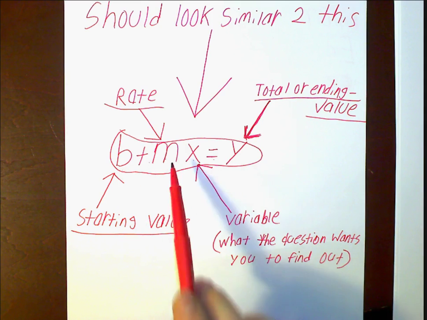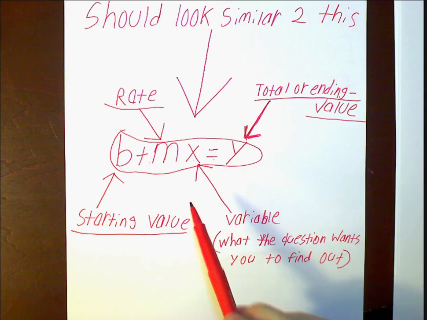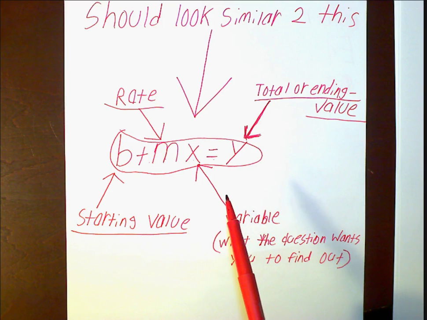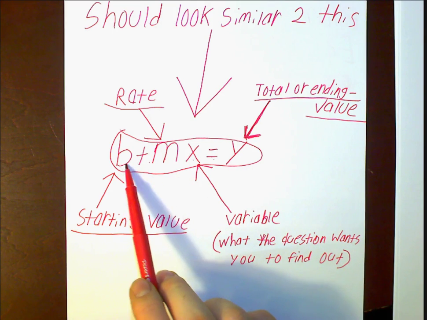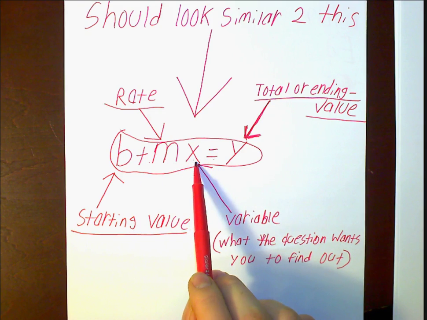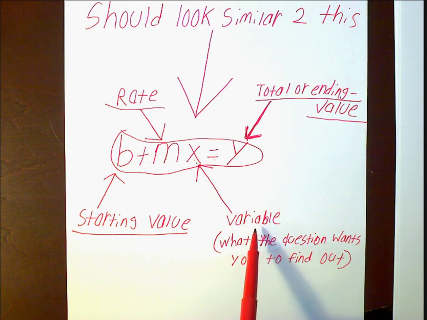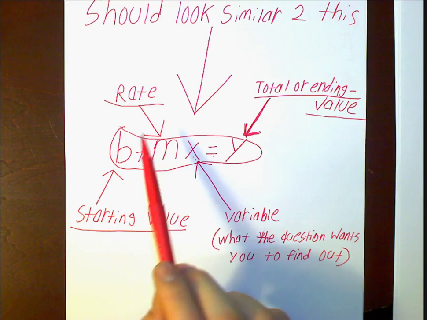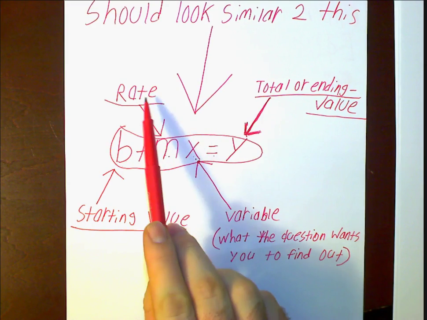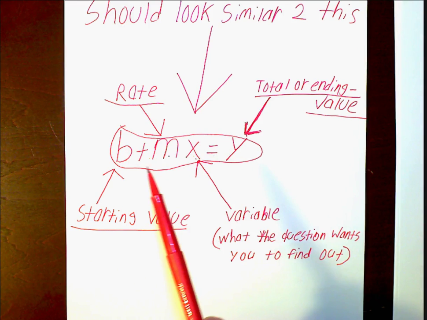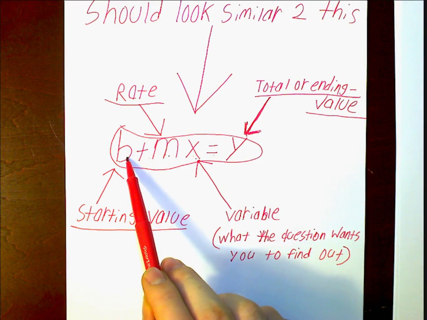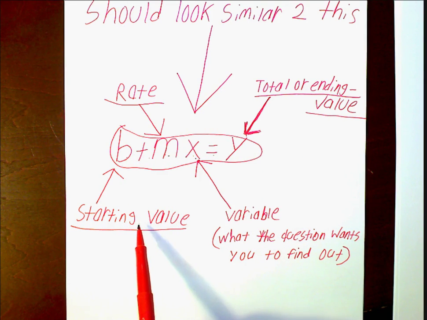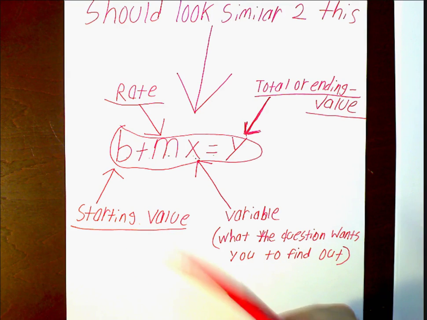There's a meaning for each one of these letters. Almost every single question you come across will have a number replacing each one of these letters. All of them except x, because that's what we're trying to figure out. What the question wants you to find out. We don't know what that is yet, so most of the time that will just stay x. We will replace m with whatever rate they give us from the word problem. We will replace b with the starting value from the problem. That is the starting number in any scenario that they give us.